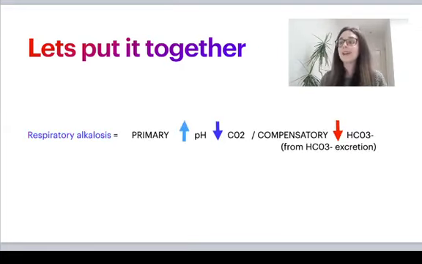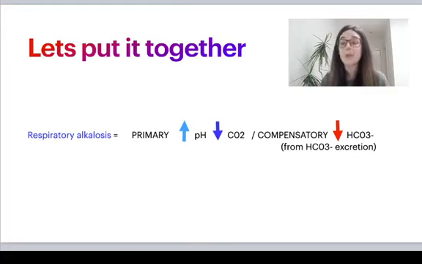And respiratory alkalosis. So our primary problem is that our pH is high or it's too base. So we look at our CO2. Our CO2 will be low. That's what tells us it's respiratory. And the compensatory mechanism for this will be excretion of base. We don't need any more base. Excretion of bicarb.